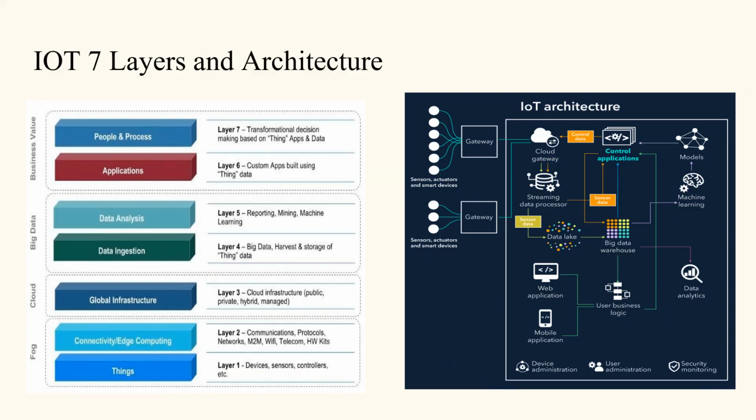Now you can see here the IoT architecture, and these are the seven layers of the IoT, in which the first layer is things, second layer is connectivity and edge computing, third layer is global infrastructure, fourth layer is data ingestion, fifth layer is data analysis, sixth layer is application, and seventh layer is people and process. As they are seven different layers, they conduct seven different functions here.